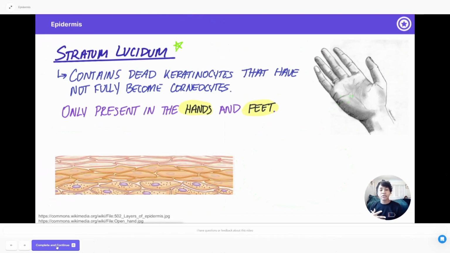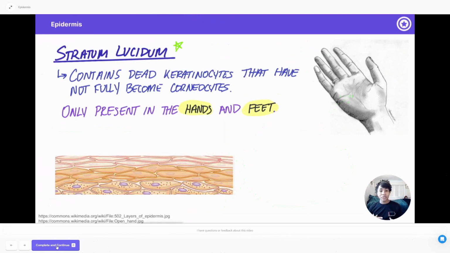So definitely be mindful if you see a question involving this layer of the skin on your test. They may ask you the layers of skin that are present in your palm, and you'll have to remember that there are going to be 5 in total. But if they were to specify that they were looking for the layers of skin that are located in your arm, you would not include the stratum lucidum.